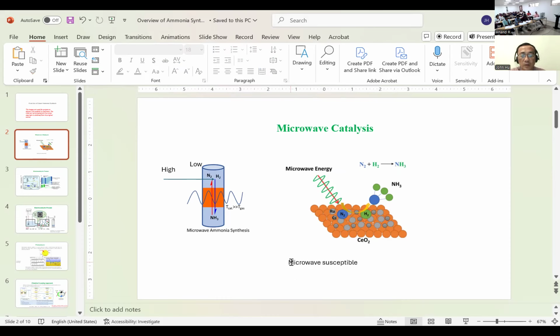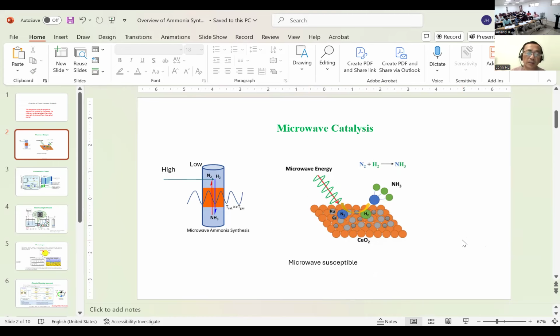You see the wording I put in here, it's called microwave susceptible or microwave sensitive. So all these active sites are designed to be sensitive to microwave. That means my orange color catalyst can be 260 degrees C while my active site already reached 500 degrees C. Keep in mind, this nitrogen-hydrogen reaction takes place on the active site. This is the beauty, the advantage of microwave.